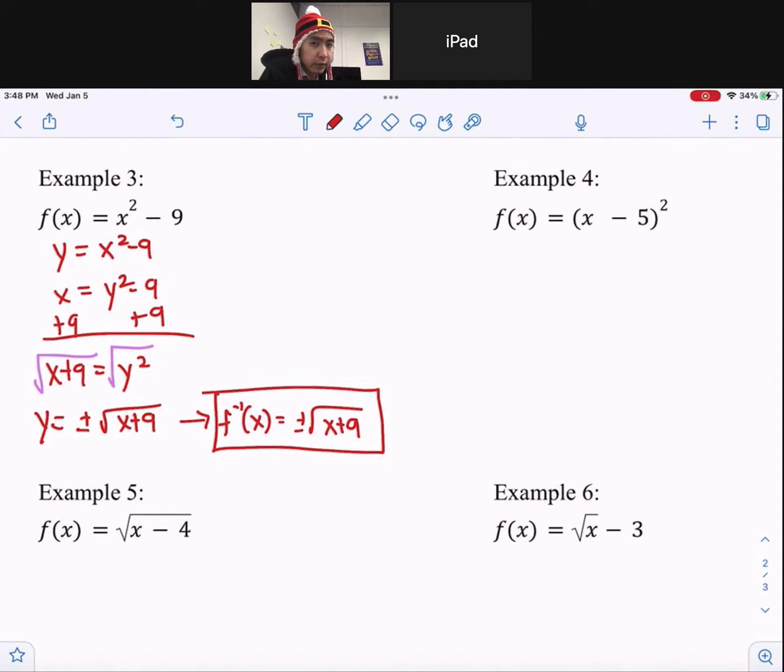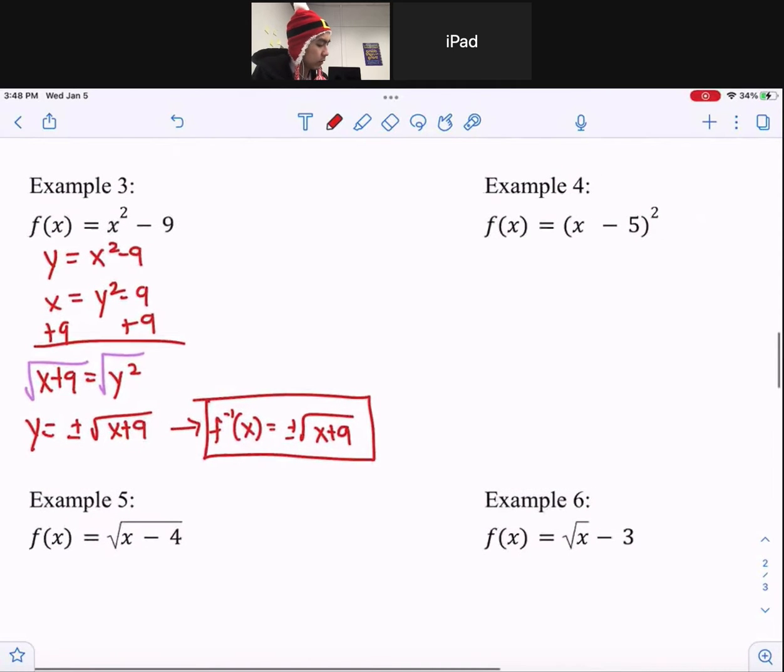So again, set equal to y, switch the x and y, add 9 to both sides. Because this was a second power, the inverse of raising something to the second power is square rooting it, square rooting both sides.